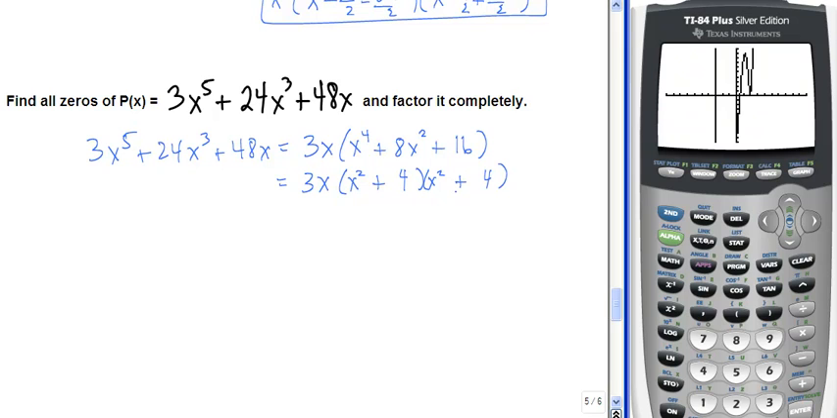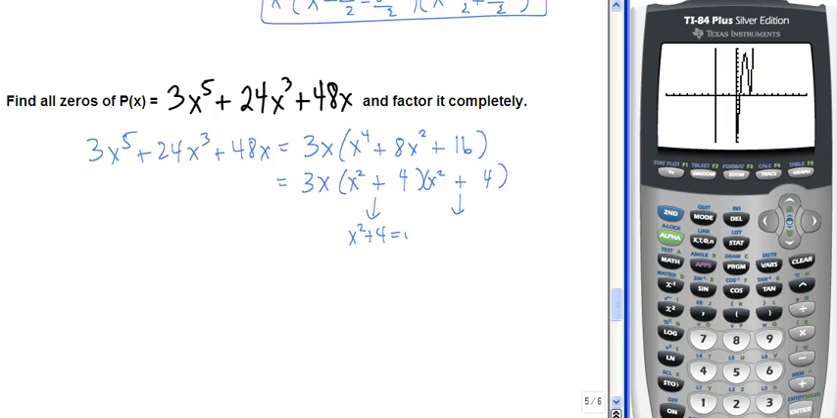Now each of these is close to being a difference of squares, but they're sums. So I can't use that difference of squares pattern on these because of the wrong sign, which implies that these are probably going to be complex solutions. So let's go ahead and solve them algebraically.